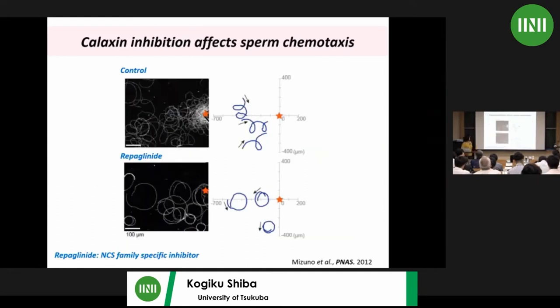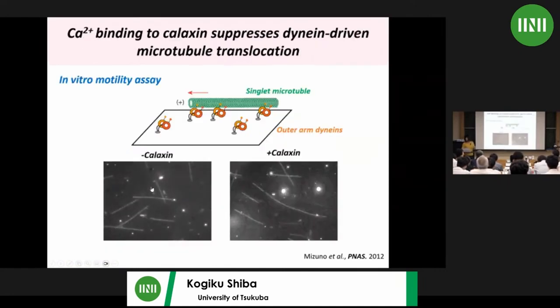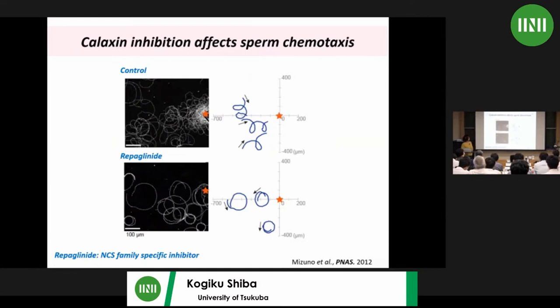Here is my previous study. Calaxin is very important for sperm chemotaxis. We used a calaxin-specific inhibitor. In the control, sperm show chemotaxis like this. But if incubated with a calaxin inhibitor, the sperm chemotaxis behavior is completely blocked. They don't show the turn, like this. It shows calaxin is very important for the regulation of the sperm flagellar waveform during chemotaxis.